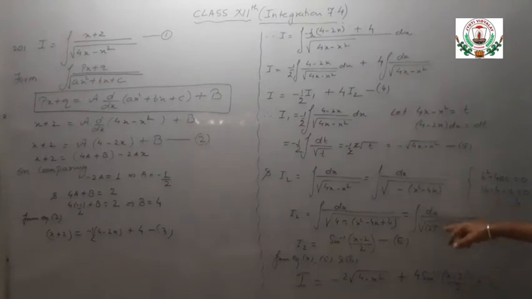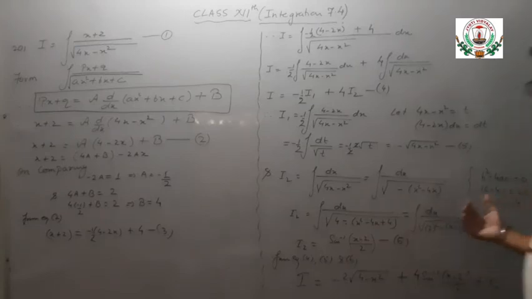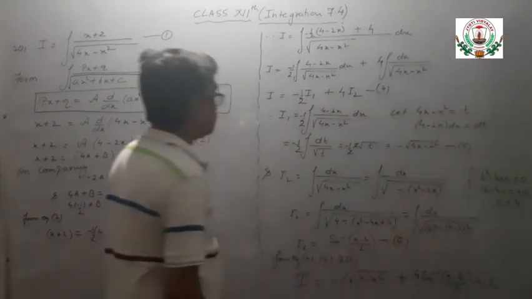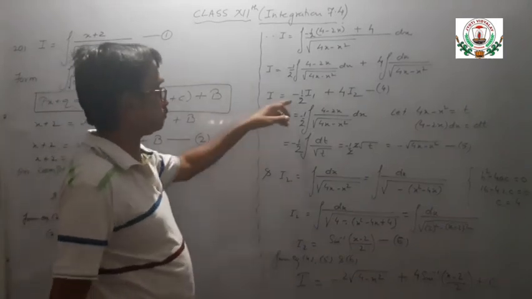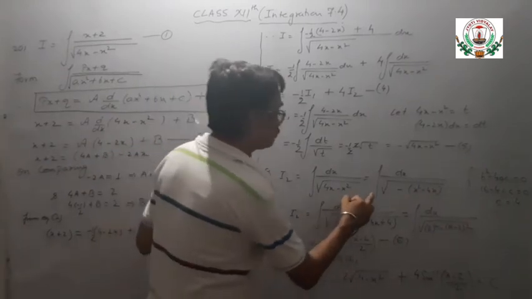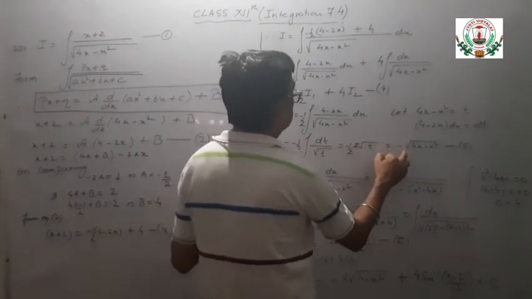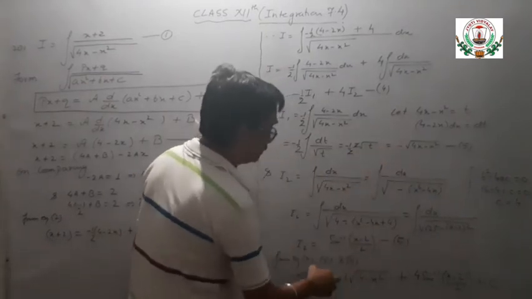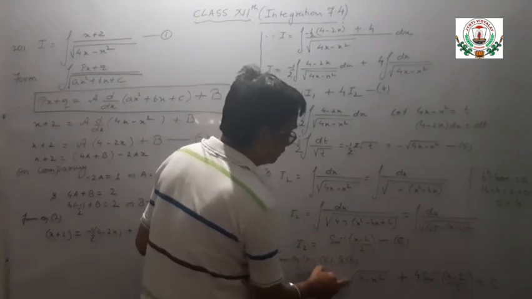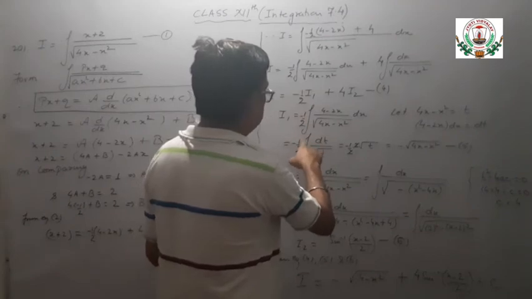So integration of dx upon under root a square minus x square is sine inverse of x upon a. So sine inverse of x minus 2 upon a, which is 2. And from equation number 5 and 6, the value of I1 and I2 I am going to substitute in equation number 4, with minus 1 by 2. So this 2 will now be cancelled out. When I substitute this value, this minus 2 under root 4, this 2 will be cancelled out. So here it is I1 and here complete.